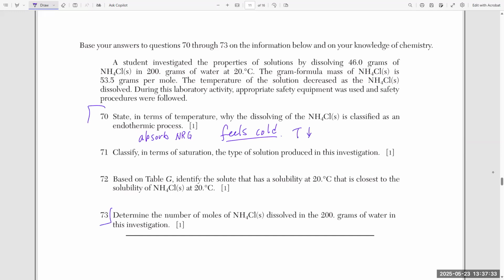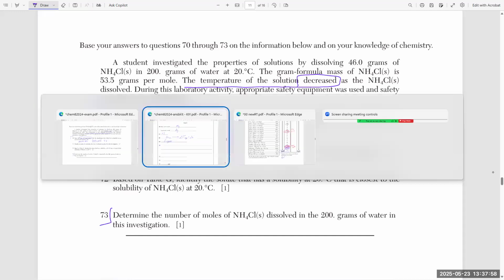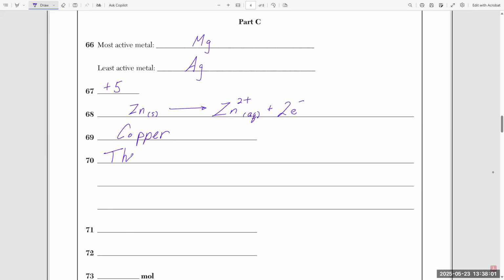Is that what happened? Let's see. The temperature of the solution. Oh, look at that. Decreased. Isn't that the definition of an endothermic reaction? So it says state in terms of temperature, but they literally gave it away. They said you have to talk about temperature, right? So be careful. When it says terms of temperature, you have to use those words. So you would say what? The temperature, what happened? Decreased.